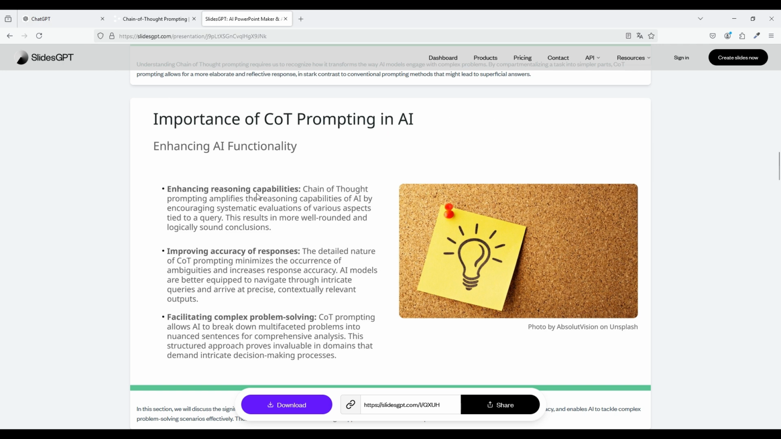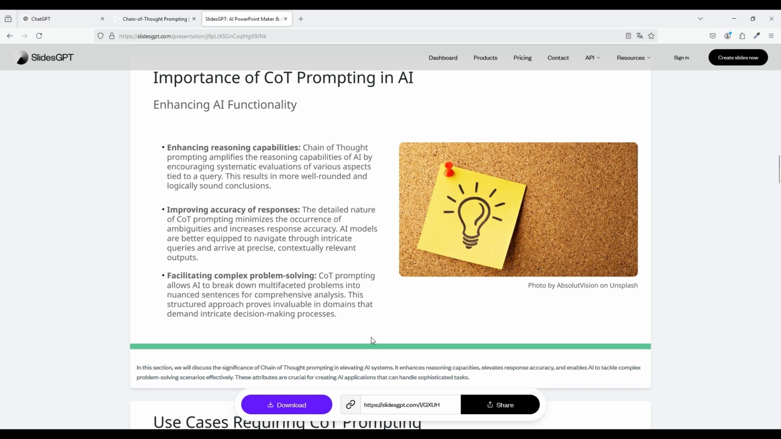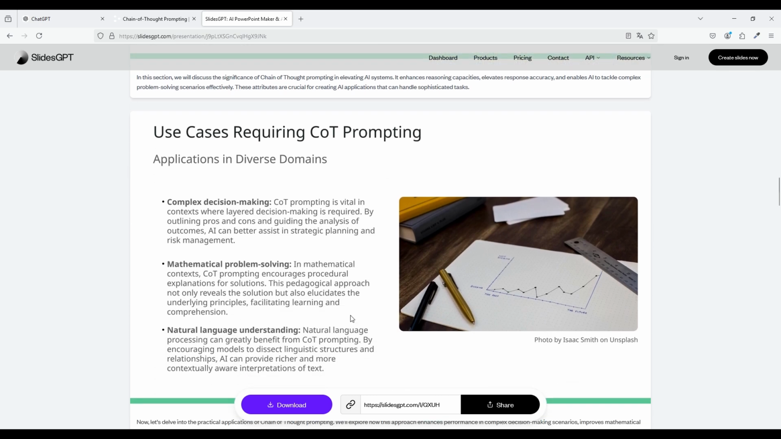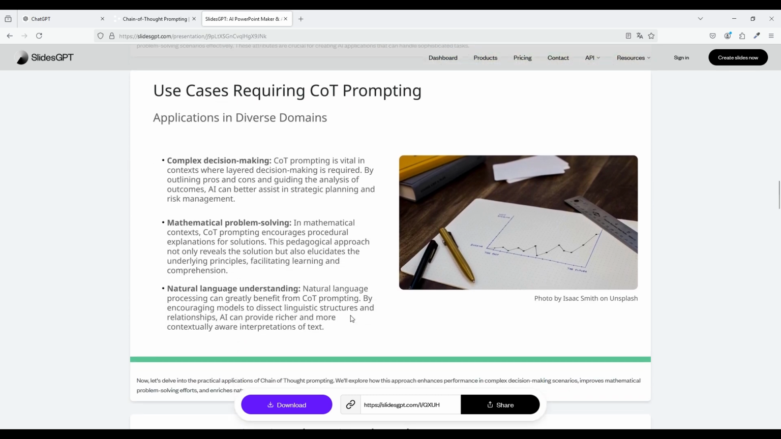Why is it important? It enhances reasoning capabilities, it improves the accuracy of the responses, and it facilitates complex problem solving. Right, so it decomposes problems into sub-problems, and this leads to simplification of the steps. Use cases are multiple.